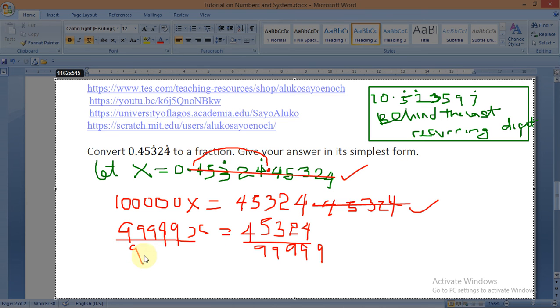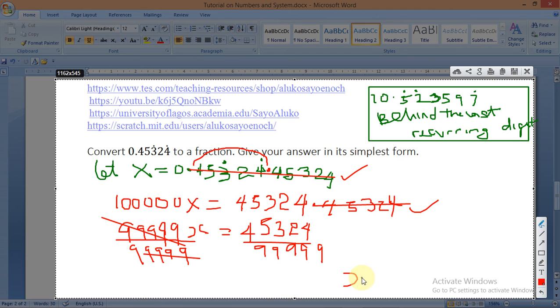Then I can cancel out this now. So this cancels out, guys, and game over. Guys, say that again. Game over. Game over. Scorpio wins.